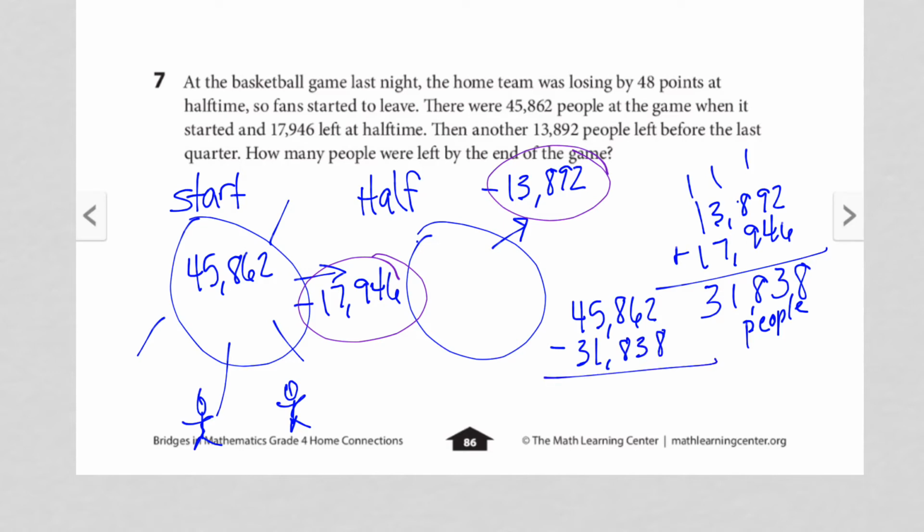So 2 minus 8 isn't going to work, so I need to borrow from my neighbor. 12 minus 8 is 4. 5 minus 3, or 50 minus 30, is 20. 800 minus 800 is 0. 5,000 minus 1,000 is 4,000. And 40,000 minus 30,000 is 10,000. So how many people were left? 14,024 people.